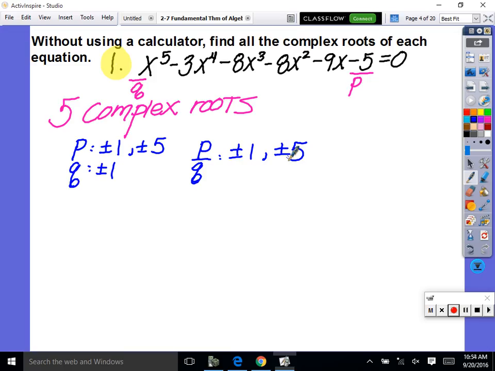Okay, so what I'm going to do today is use synthetic division to test to see if these are roots, because it's much easier than plugging in. That's a lot quicker and leaves less room for error than plugging in.